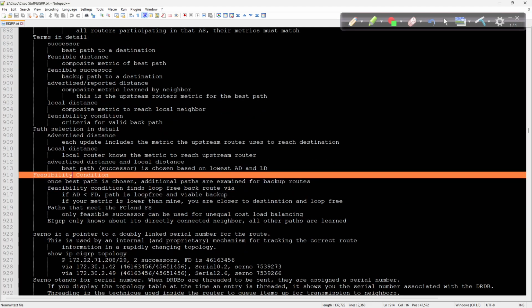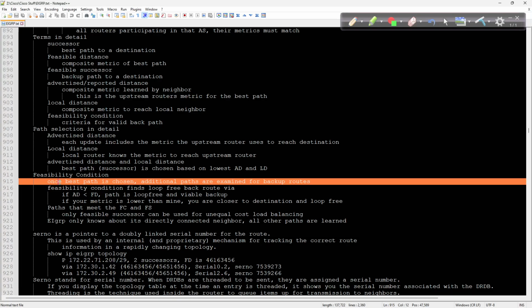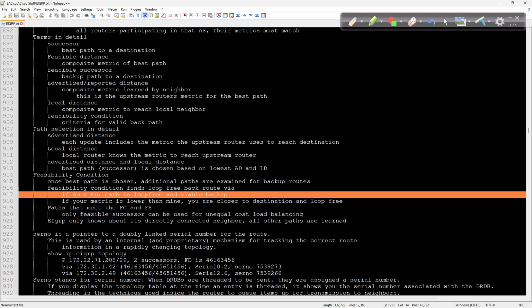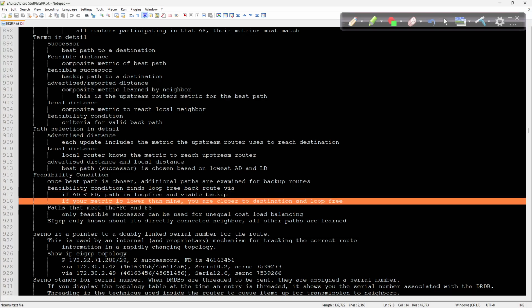The feasibility condition. Once the best path is chosen, additional paths are examined for backup routes. The feasibility condition finds loop-free paths if the advertised distance is less than the feasible distance. Meaning if my neighbor's best path is less than the feasible distance, the path is loop-free and a viable backup. In other words, if your metric is lower than mine, you are closer to the destination and loop-free.